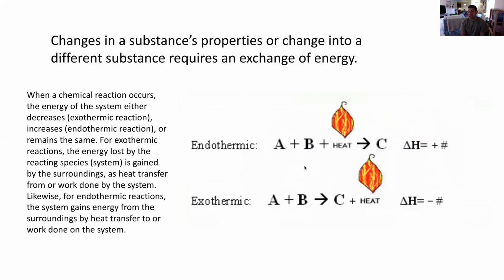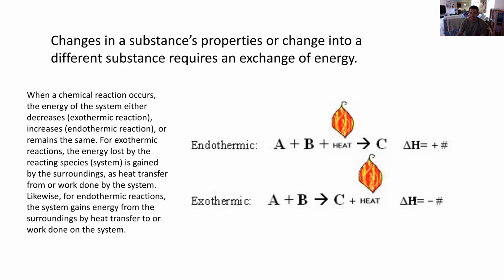And we can write heat as a reactant. If heat is a reactant, it's going to be an endothermic reaction that absorbs that heat. Heat can also be a product. In a lot of combustion reactions, heat will be a product, so that would be an exothermic reaction. And instead of heat, we could write the amount of energy in kilojoules for either. And then we get this delta H.